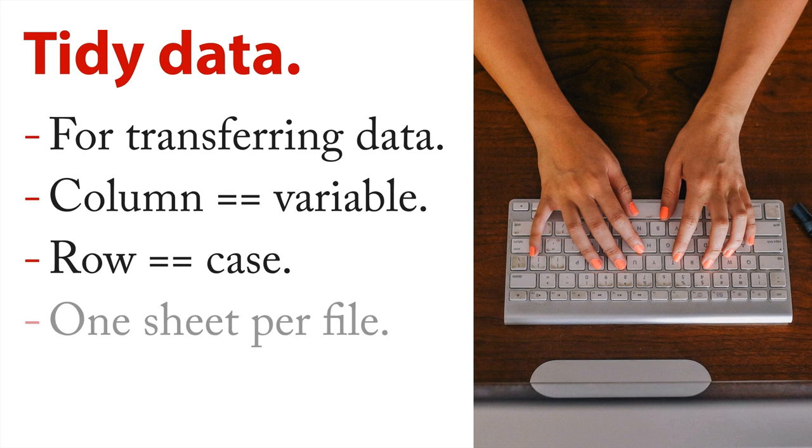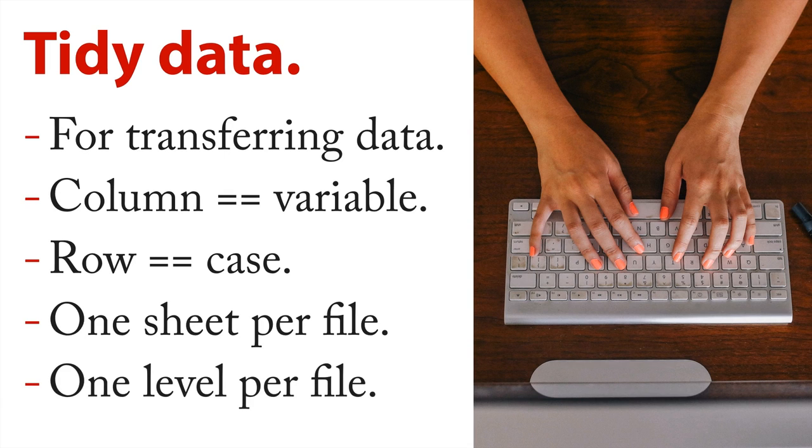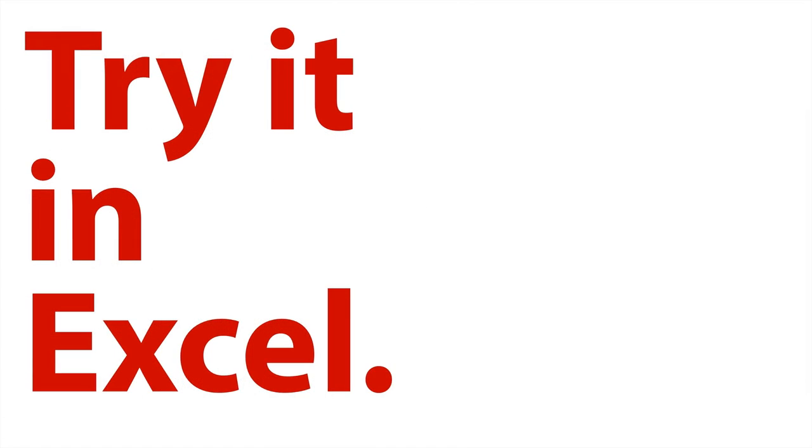And then you have one sheet per file, and one level of measurement, say individual, then organization, then state, per file. Again, this is undoing some of the flexibility that's inherent in spreadsheets, but it makes it really easy to move the data from one program to another. Let me show you how all this works. You can try this in Excel.